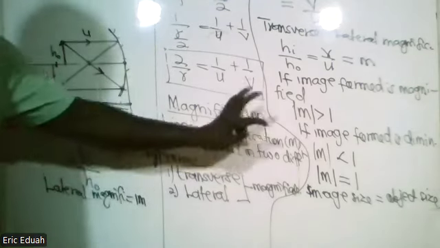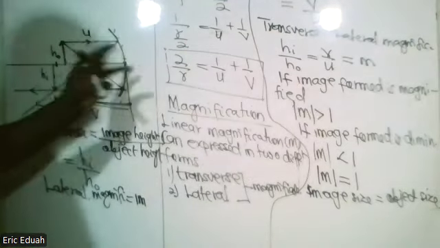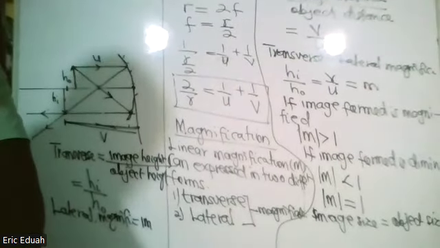Now, this magnification thing can be factored into the mirror formula. How do we do it?